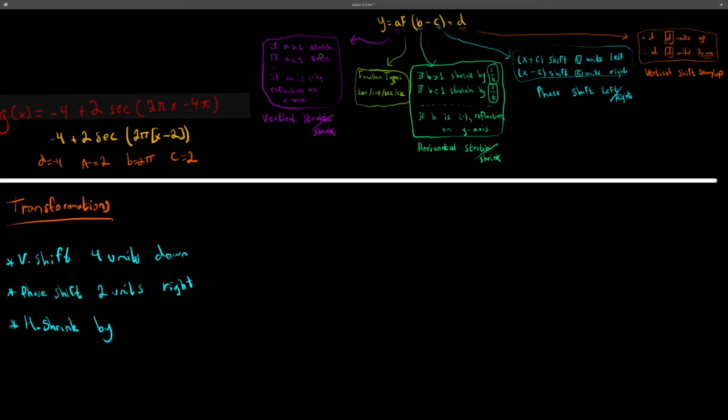But in vertical shrinks and stretches, it's the same value. We don't flip it. So here it's going to be by the reciprocal of b, so it'll be 1 over 2 pi. That'll be our factor. We do have a here. So we have a, so it'll be a vertical. Now, is a greater than 1? Yes, it's greater than 1. So it'll be a vertical stretch by a factor of 2. We do not flip it. 2. And that is all the transformations.